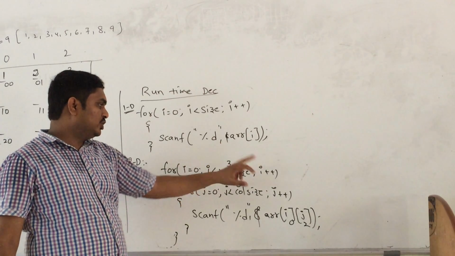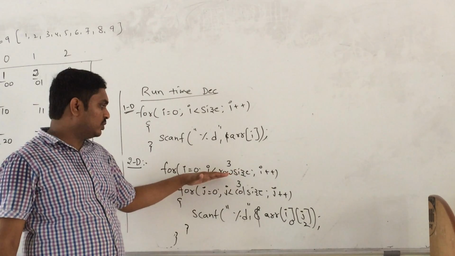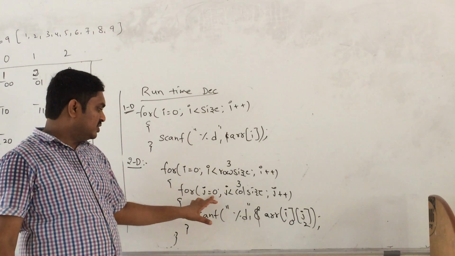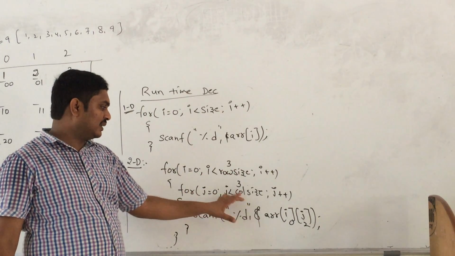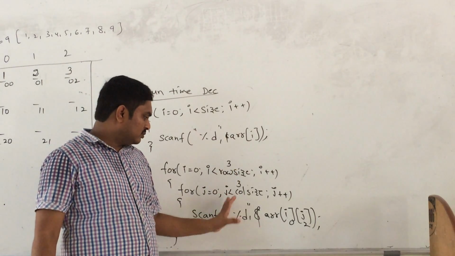Here already, the i value is 0. After the incrementation, i will be 1. So 1 less than 3, condition true. Again it enters into the loop. j is equal to 0. j less than 3, 0 less than 3. Condition true. It enters into the inner for loop.